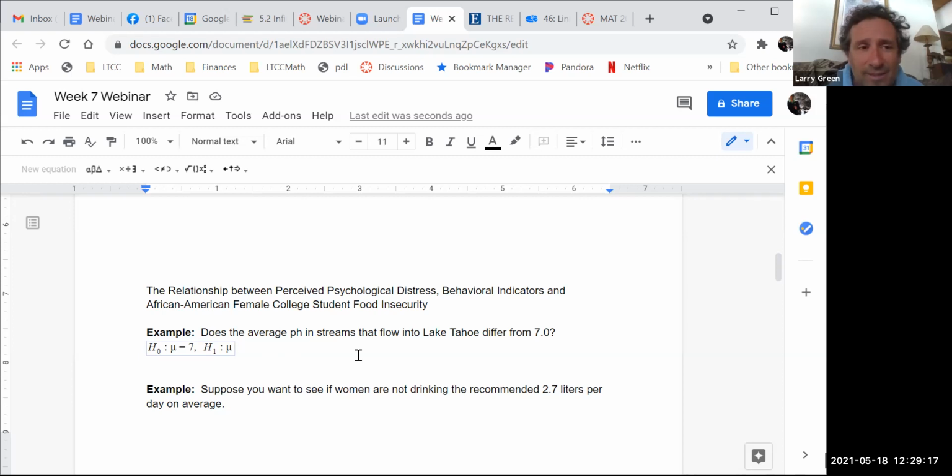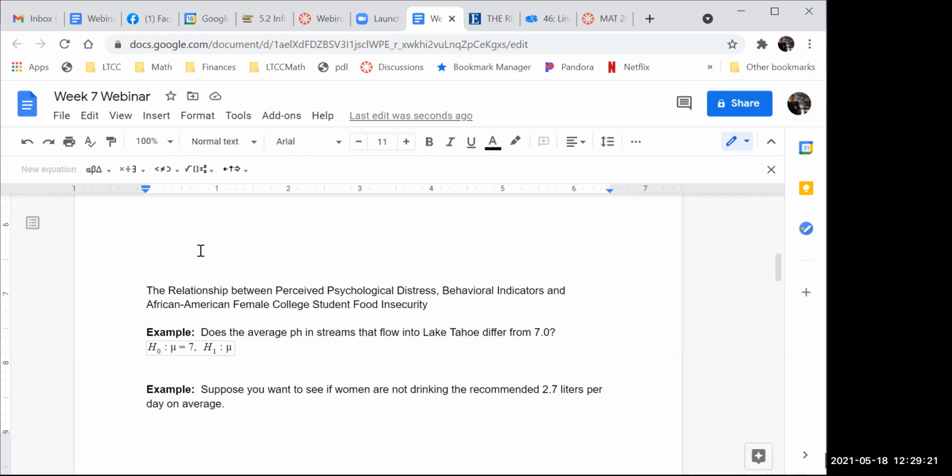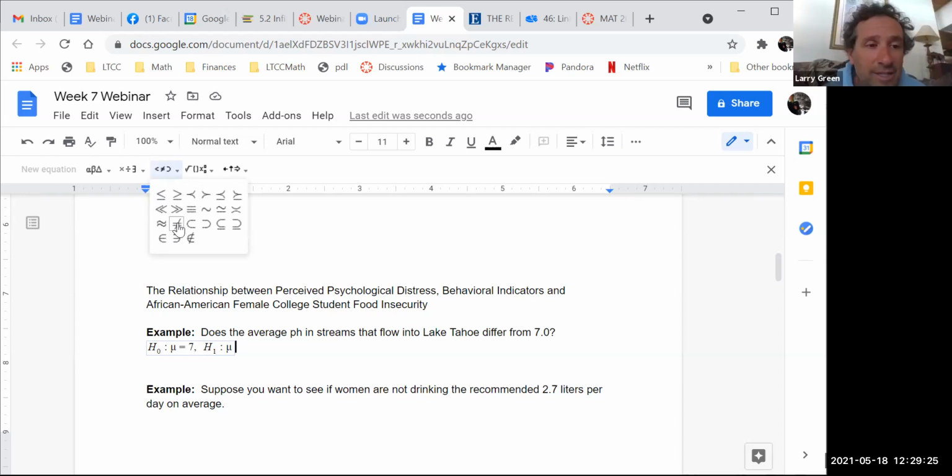And you should know, it's not very fancy. You know this symbol. Not equal to? Exactly, it's the not equal to sign. So I'm gonna go to not equal to 7.